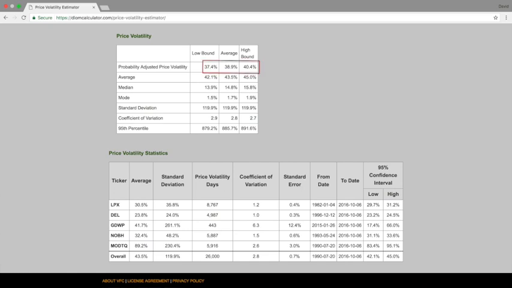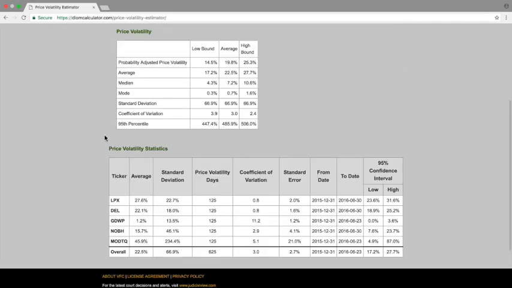Based on all price volatility days, the probability-adjusted price volatility of the guideline group is 38.9% with a 95% confidence interval of 37.4% to 40.4%. Based on the 125 trading days after the valuation date, the probability-adjusted price volatility of the guideline group is 19.8% with a 95% confidence interval of 14.5% to 25.3%.